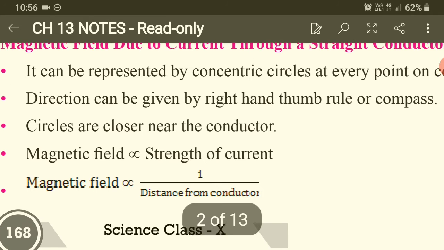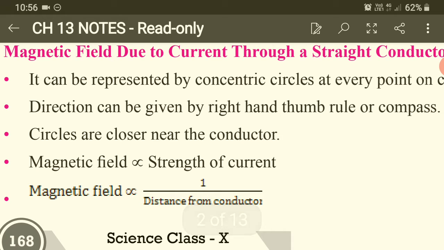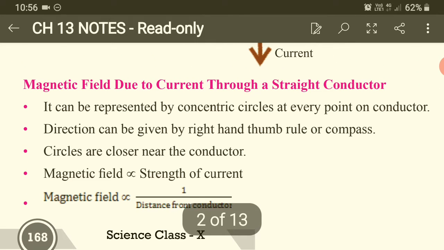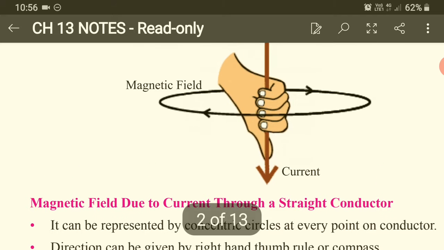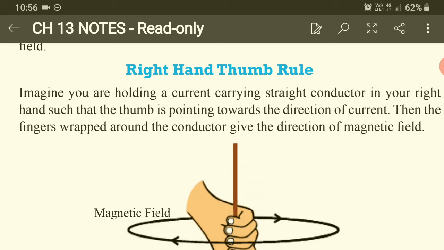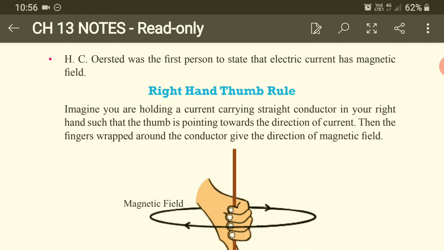The direction can be given by the right hand thumb rule or by the compass, and it can be represented by concentric circles at every point near the conductor. So from this we learn about the right hand thumb rule, that if we know the direction of current, we can also know the direction of the magnetic field lines around the conductor. So let us learn about the right hand thumb rule.